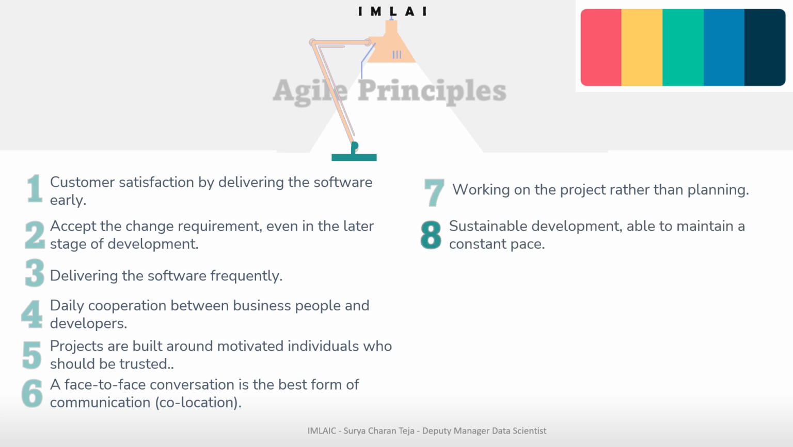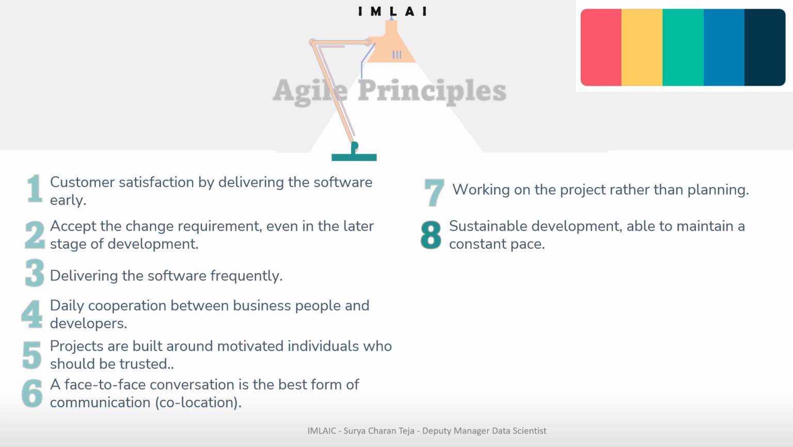And the eighth principle of agile is sustainable development, able to maintain a constant pace. Agile helps the developers to maintain a constant pace throughout the development cycle. This is termed constant velocity, and we can have a measure of the team's potential so that going forward we can take up the work based on the team's velocity. So it gives us an approximation of the project schedule also.